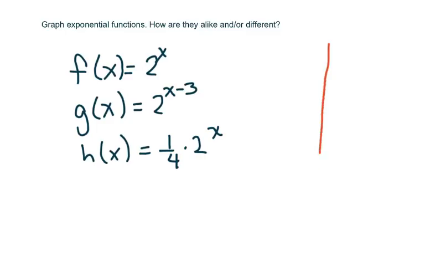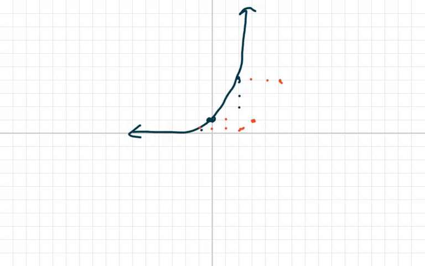Basically, if I do a table here and put x, y, the points I want to use are -1, 0, and 1. I also can use a calculator, but -1 is 2 to the -1, which is 1/2. 0 is going to go to 1, and 1 maps to 2. So here's my graph here.